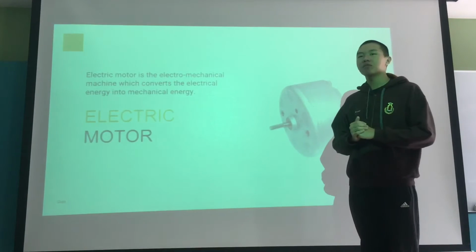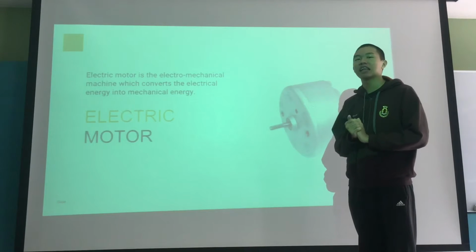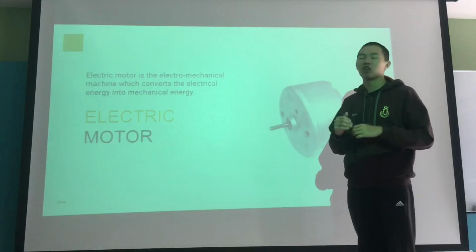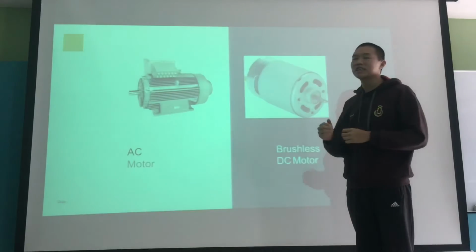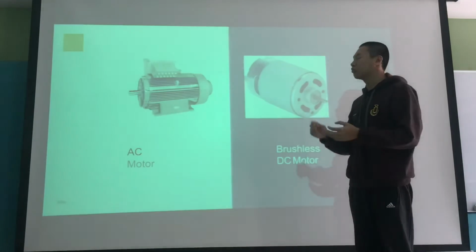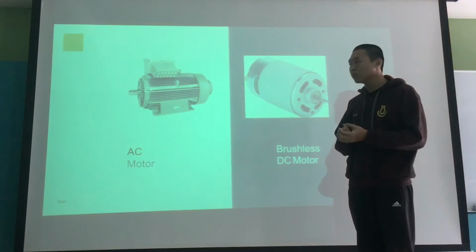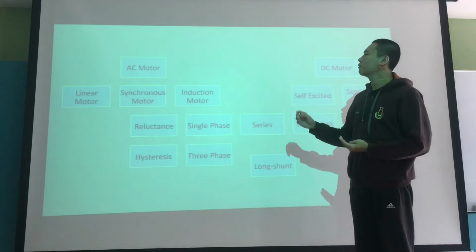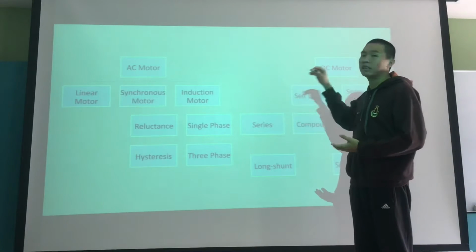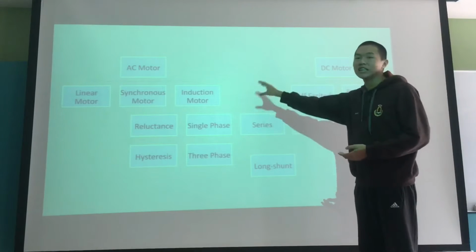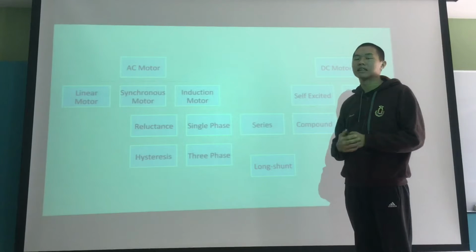Okay, so next, today we are going to state what is an electric motor. An electric motor is an electromechanical machine that converts electrical energy into mechanical energy. For this electric motor, there are two main types. The first one is AC motor, another one is DC motor. For AC motor and DC motor, there are many types of them. All of these different types we are going to state and explain in the slides after this.